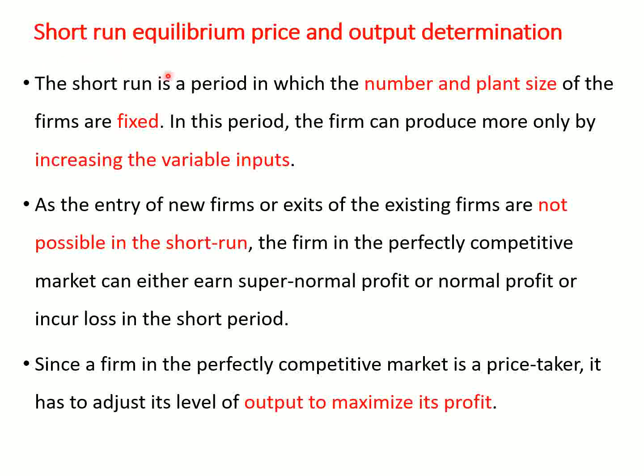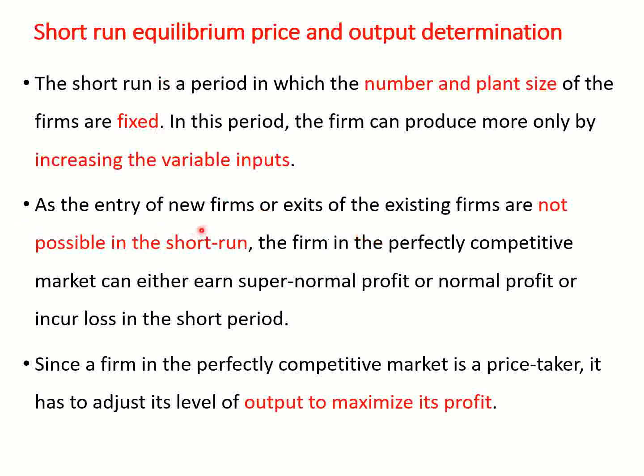Let's move to short-run equilibrium price and output determination. The short run can be defined as the period in which the number and the price of the firms are fixed. In this period, a firm can produce more only by increasing the variable input. There is at least one input that is variable, and a firm cannot get adequate time to vary all the inputs.